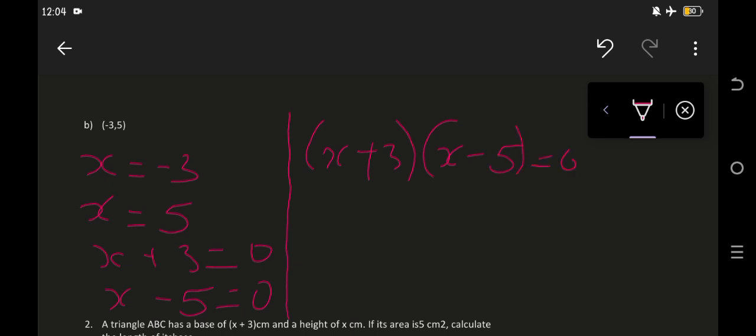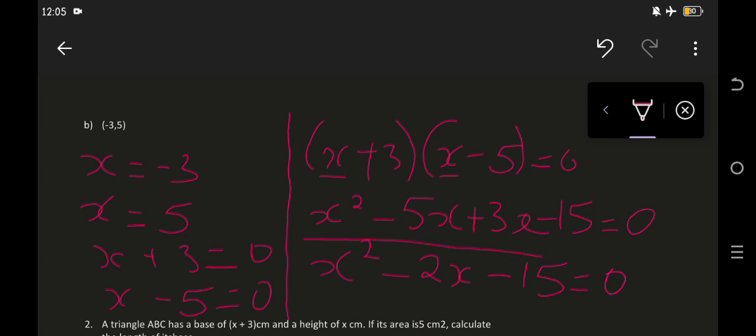You multiply this, you'll get x times x is x squared. X times negative 5 is negative 5x. 3 times x is positive 3x. And 3 times negative 5 is negative 15. This is equal to 0. If we reduce that, we will have x squared minus 2x minus 15 is equal to 0, and this is the required quadratic equation.